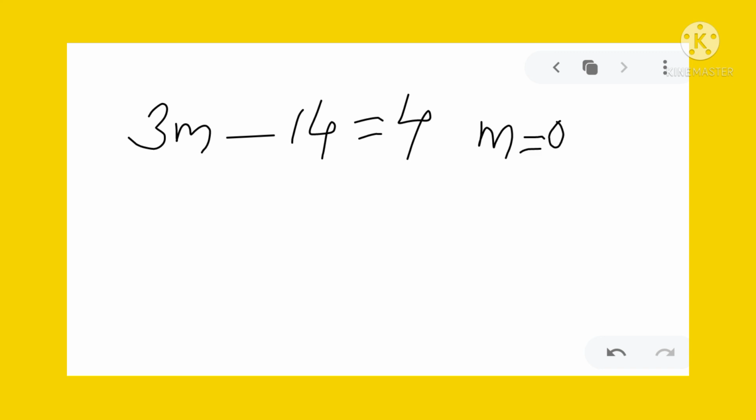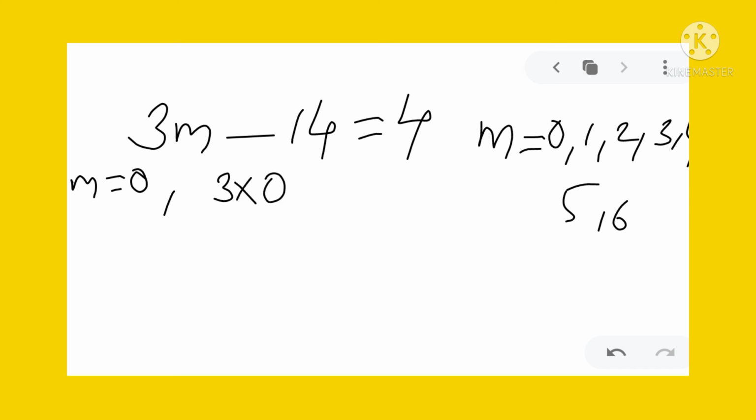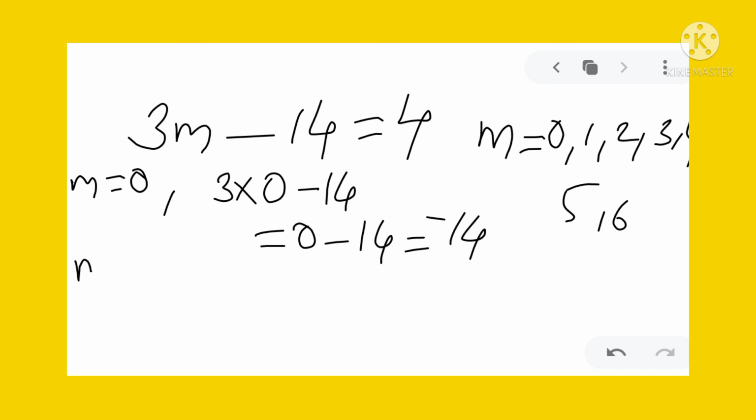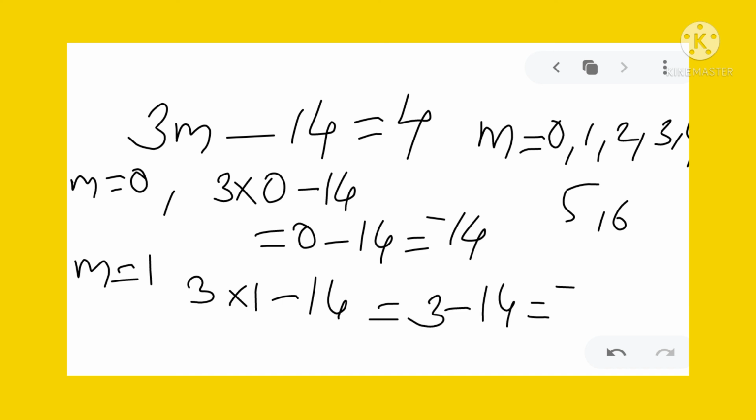Then second question, 3m minus 14 equal to 4. Here also we can give different values for m, as m equal to 0, 1, 2, 3, 4, 5, 6, etc. When m equal to 0, what will happen? 3 into 0 minus 14. 3 into 0 is 0. 0 minus 14 equal to negative 14. When m equal to 1, 3 into 1 minus 14. So 3 into 1, 3. 3 minus 14 is negative 11.